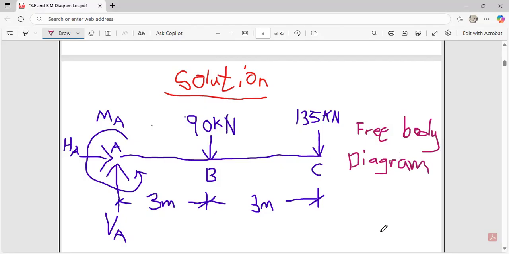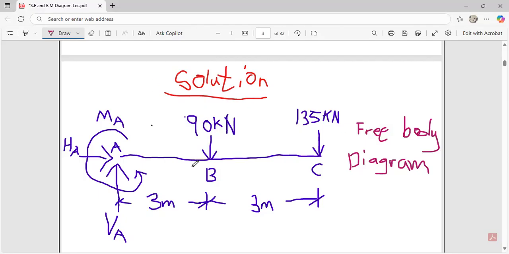From here, we can start taking moments. You remember I told you the other day that moment is always taken at a support. Or better still, for cantilevers, you should always remember that moment is taken at both ends of the beam. So you can either take moment at A or take moment at C. Let's start by taking moment at A.